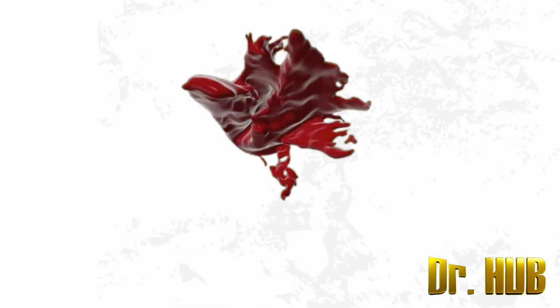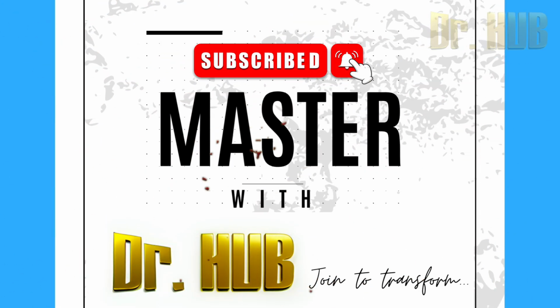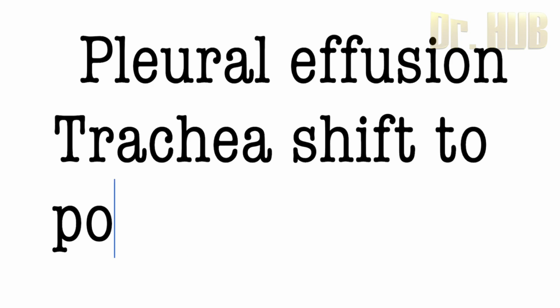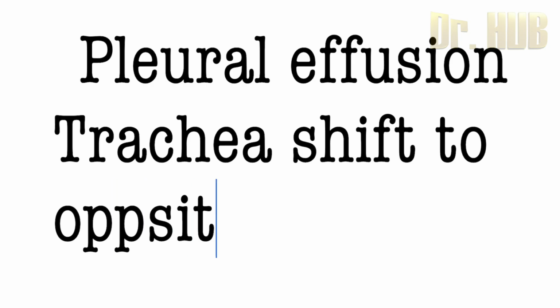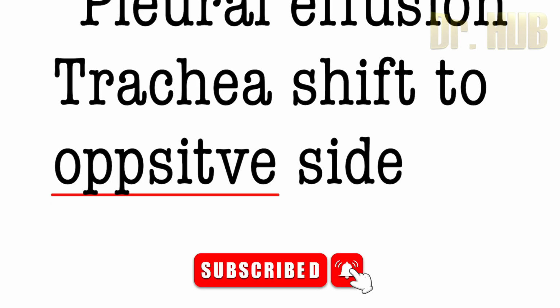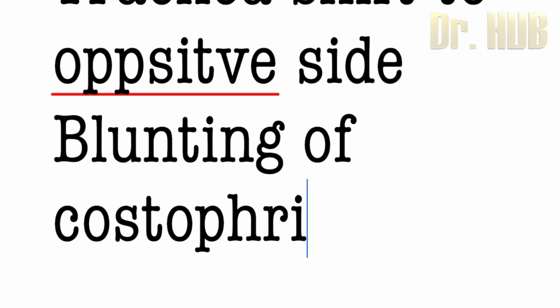This is a concise, well-crafted summary and it highlights only the important keywords. Pleural effusion: the trachea shifts to the opposite side. And there is a white opacity with blunting of the costophrenic angle.